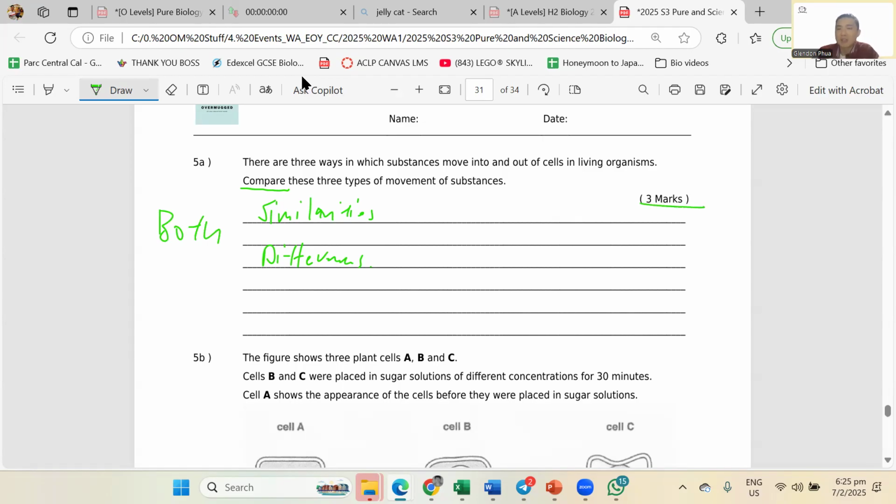And for 3 marks, what's the answer? I must have minimum 1. This one, also minimum 1. So it can be 2 similarities, 1 difference. 2 differences, 1 similarity also can. Okay, next, the way you compare this is what? Point-to-point comparison. So let's say, for example, I want to compare all 3. Okay, so active transport, osmosis, diffusion.